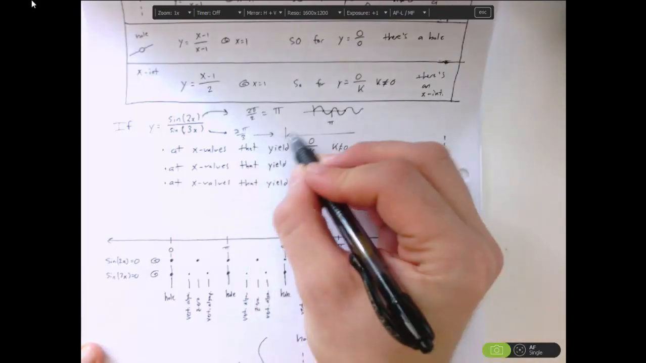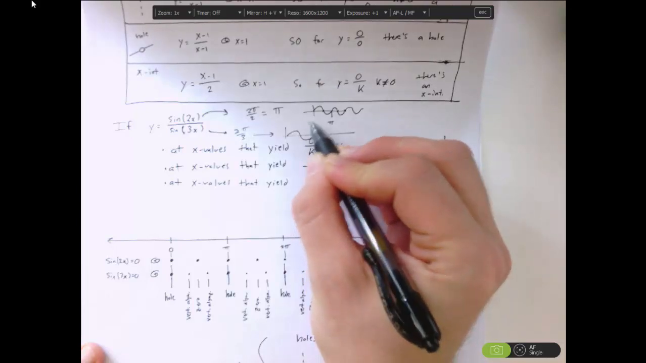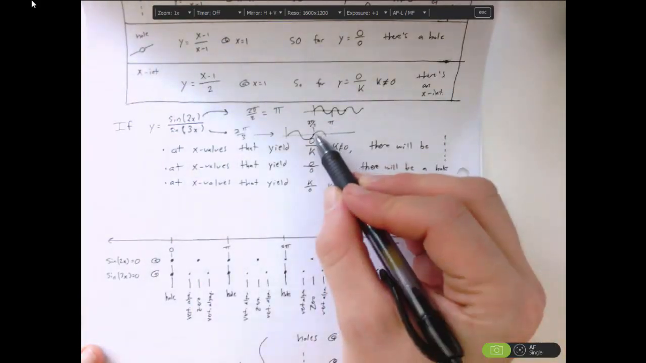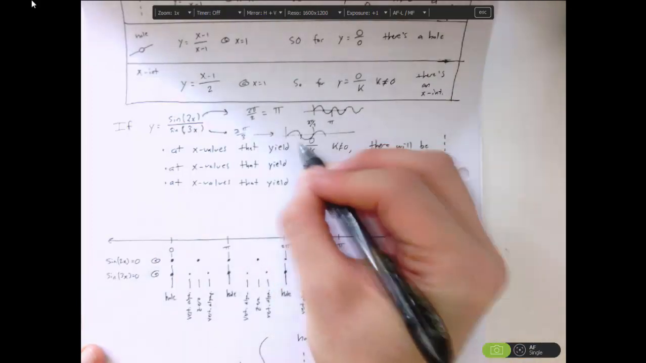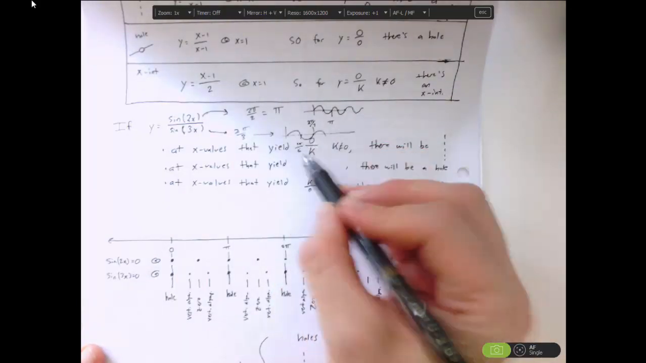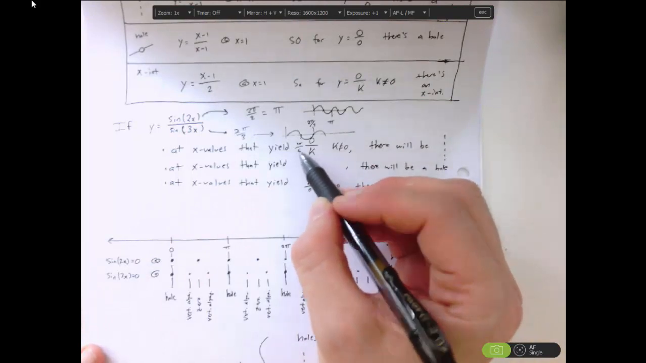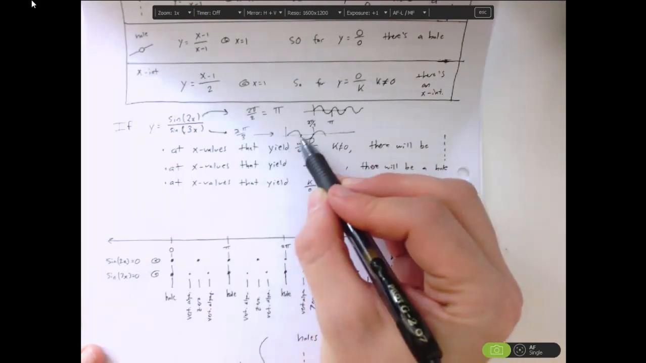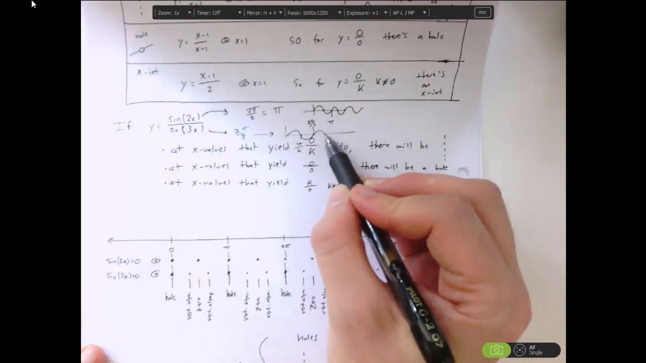And so if I draw my sine function here, this is 2 pi over 3. So that means that this must be halfway, which is 2 pi over 6, which is the same thing as pi over 3. So I've got a 0 at pi over 3, and at 2 pi over 3, and at 3 pi over 3, and at 4 pi over 3, and so on.